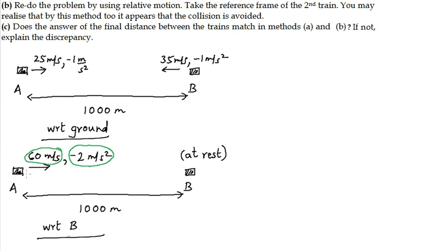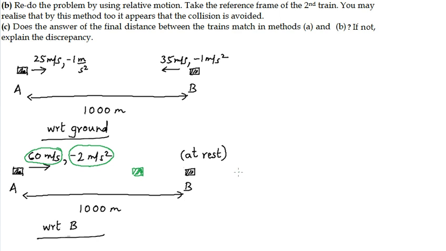A's velocity would decrease with respect to time, whereas B would permanently be at rest, and it would therefore appear that we merely have to find the displacement of A in this, that is in B's reference frame. And for example, if A's rightward displacement is less than 1000 meters, it would mean that A stops short of B and the collision is avoided.